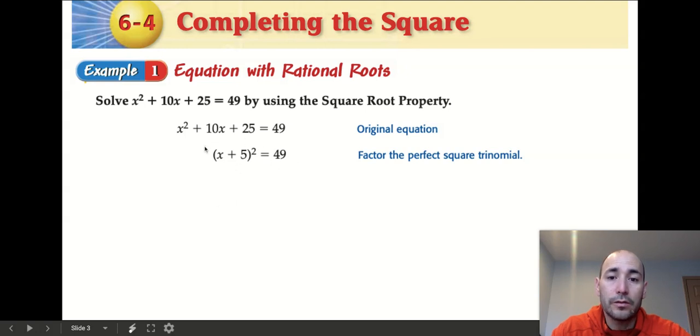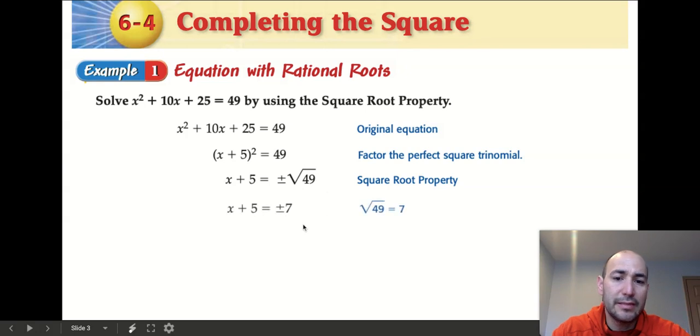I know that in order to solve this equation, I can just take the square root of both sides. When I do that, that's going to give me x plus 5 equals, remember, plus or minus the square root of 49, which I know is 7. So really, x plus 5 can equal either positive 7 or negative 7. In this scenario, I can get two answers, and the way that I get my two answers is by writing two equations.